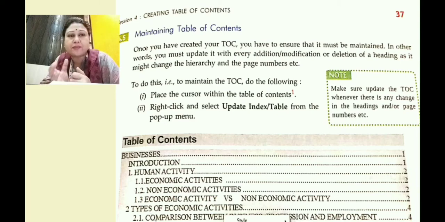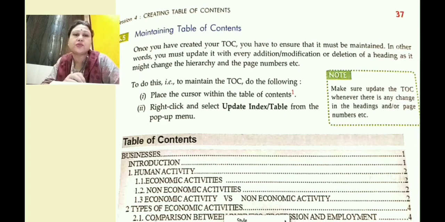So if you want to update any topic, include any topic, delete any topic from there, or add a certain page number, as you do in the pages where you have typed the table of contents, you will see on the first page the main table of contents get updated automatically. So how will we do this?